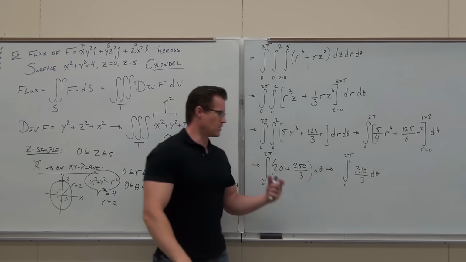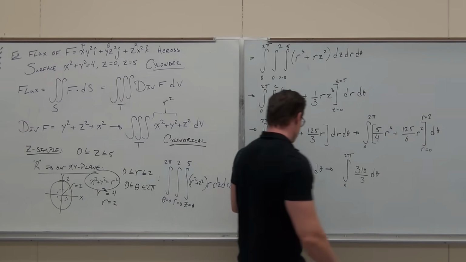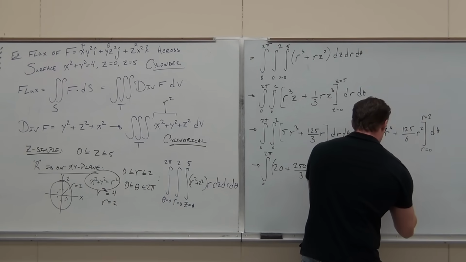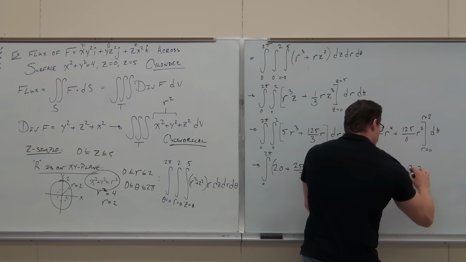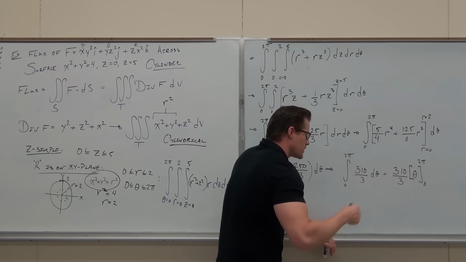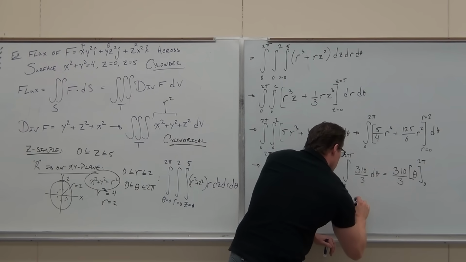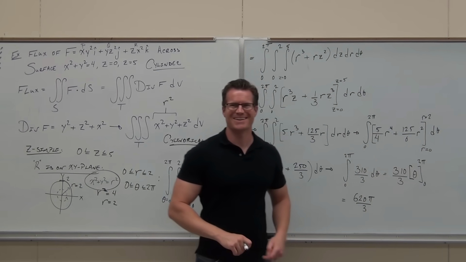Makes it just a little nice. You don't have to evaluate twice. You just have to evaluate one time. Does that make sense to you guys? Now if we evaluate that from 0 to 2 pi, looks like 620 pi/3. Nice number, right? Cool stuff.